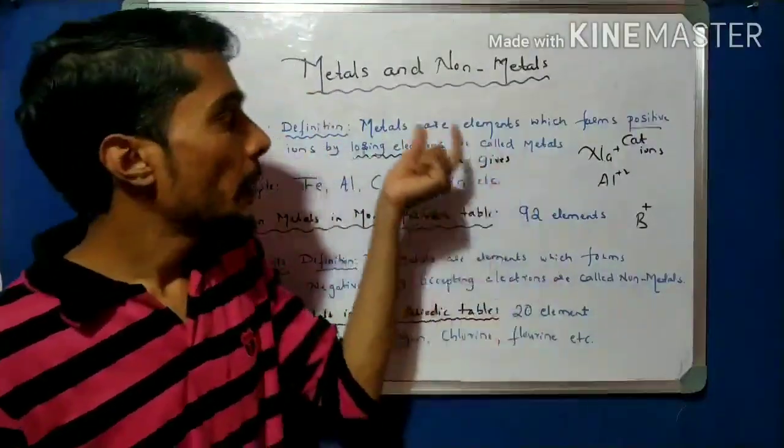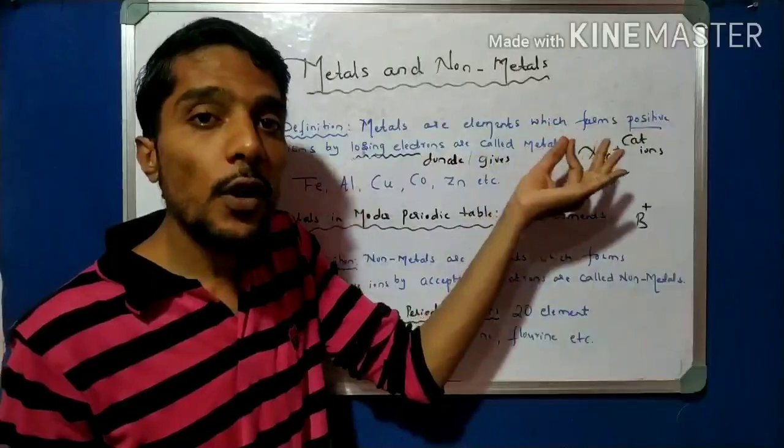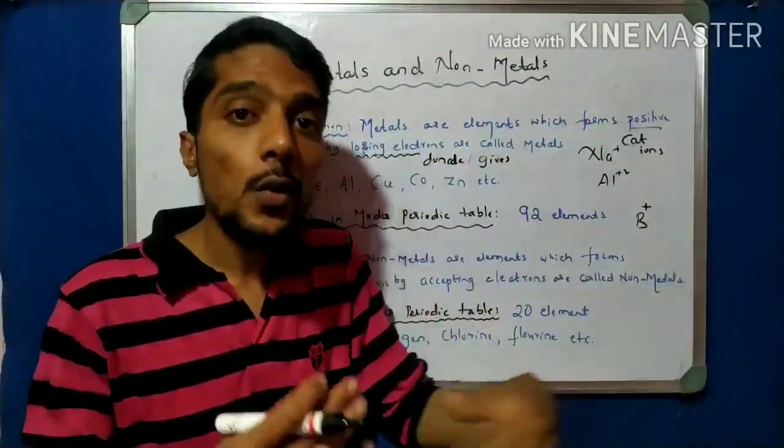So again, repeating, metals are the elements which form which type of ions? Positive ions. Why?